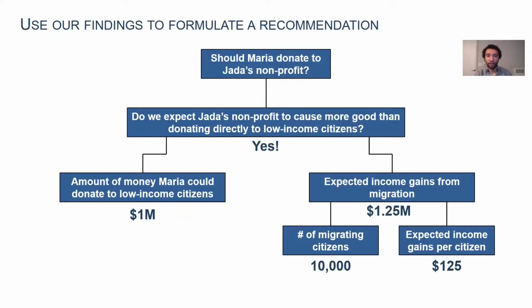Using expected values is oftentimes a differentiating feature of effective altruism. Many people in the effective altruist community are willing to bet on low probability, high magnitude interventions or cause areas that have a high expected value.